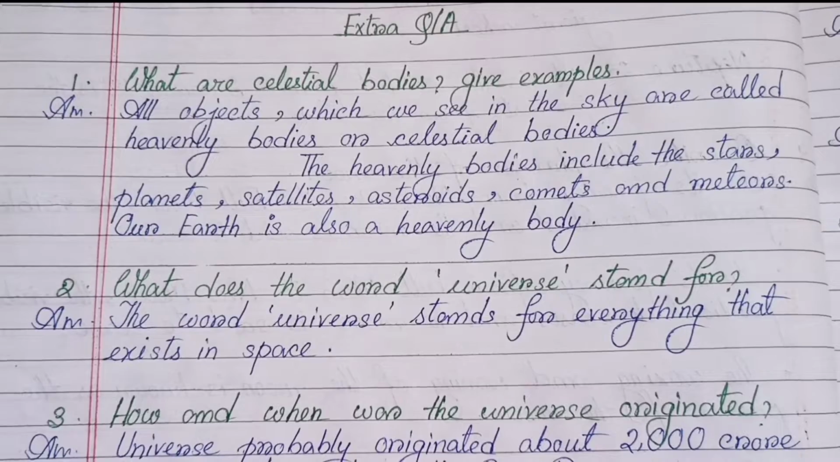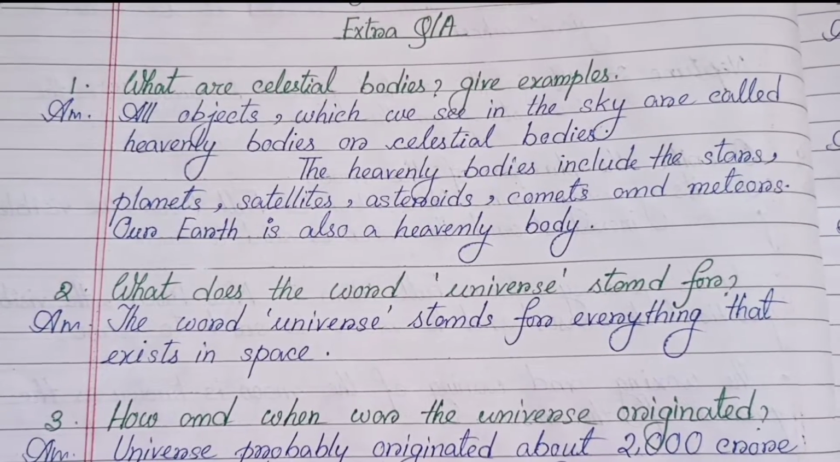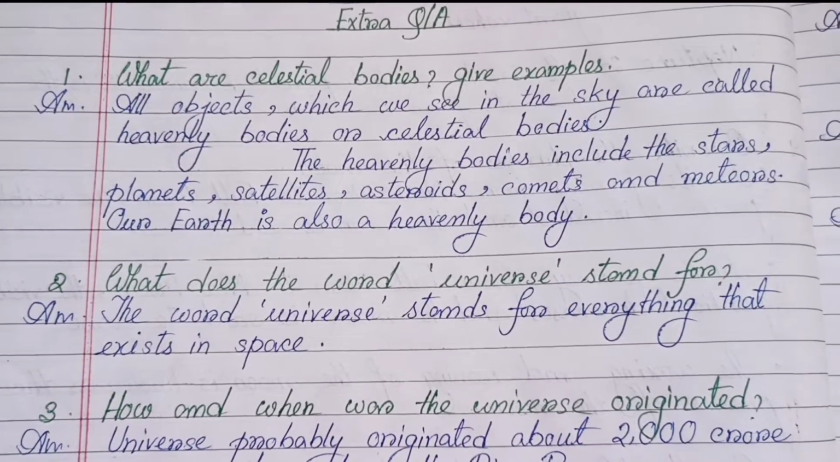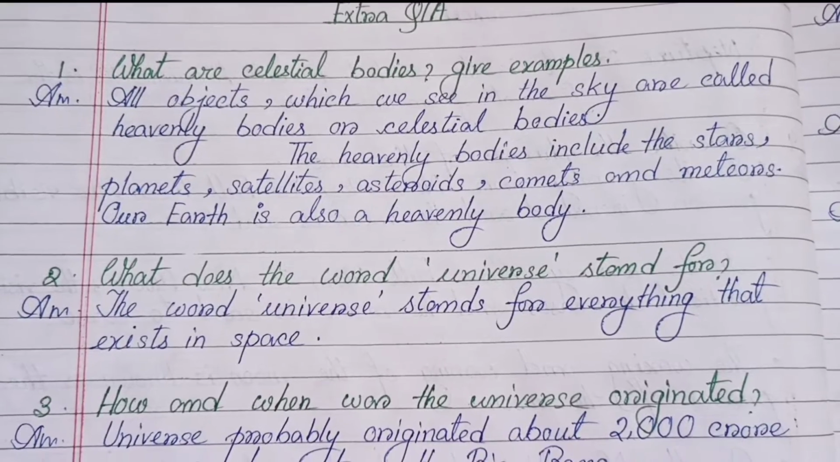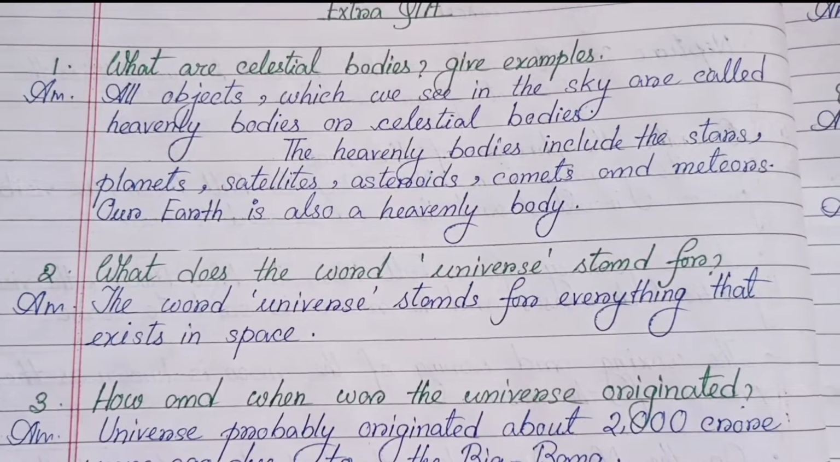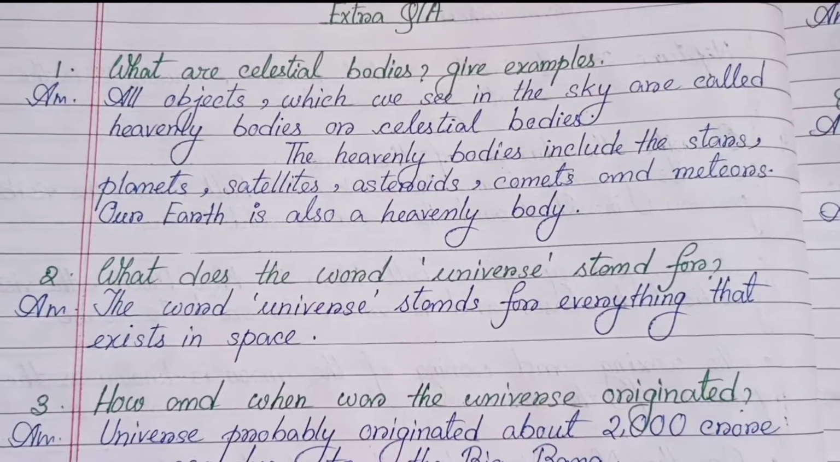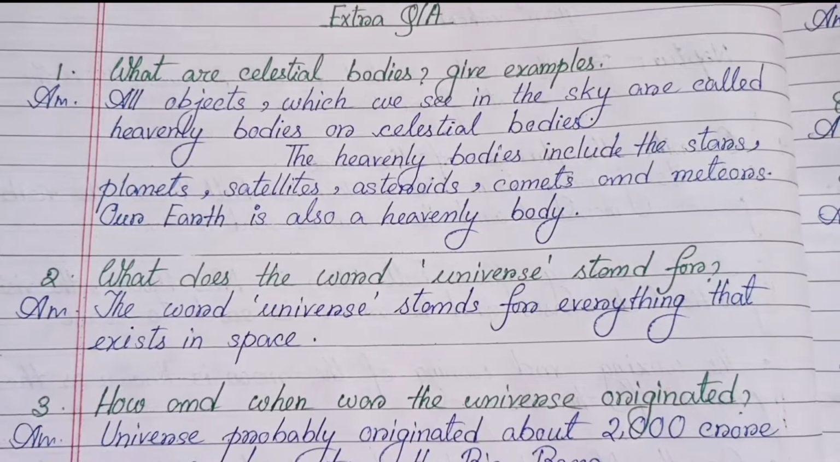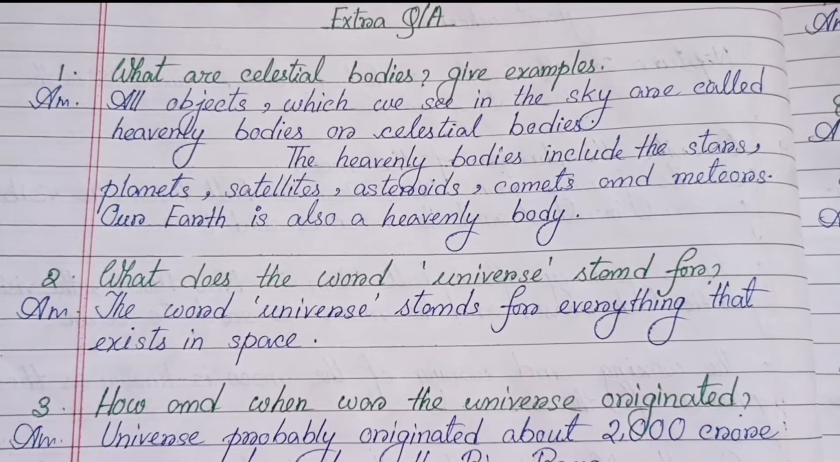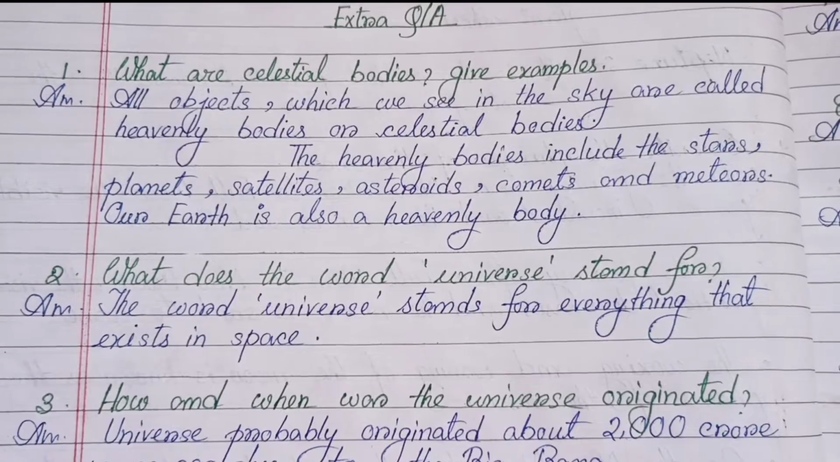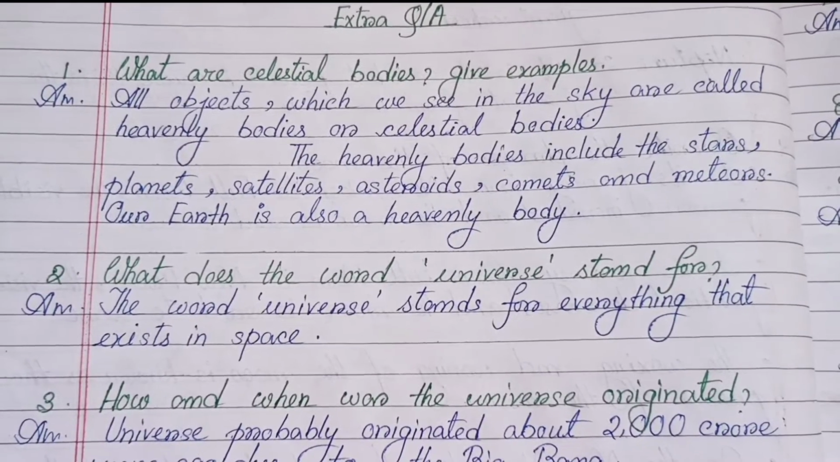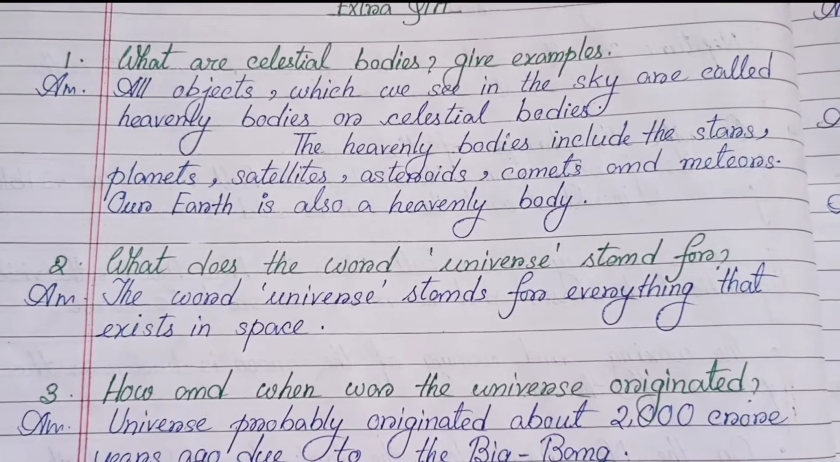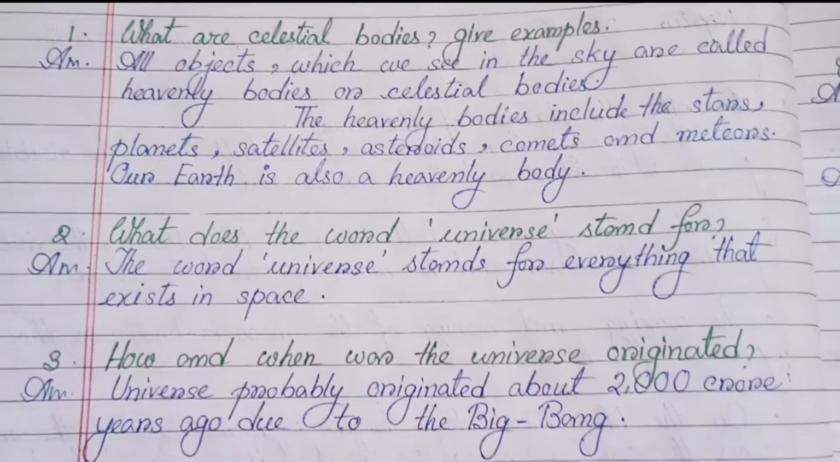So let's start the inside question answers from chapter 1, the earth and the solar system, class 6 CBSE board. Number 1. What are celestial bodies? Give examples. All objects which we see in the sky are called heavenly bodies or celestial bodies. The heavenly bodies include the stars, planets, satellites, asteroids, comets and meteors. Our Earth is also a heavenly body.